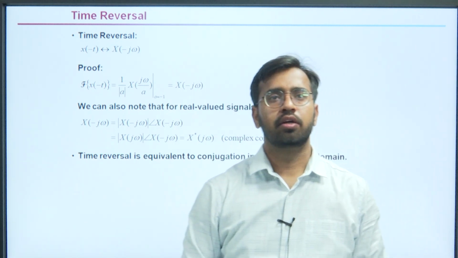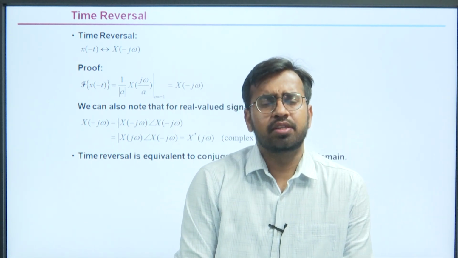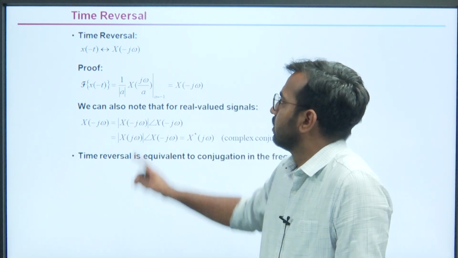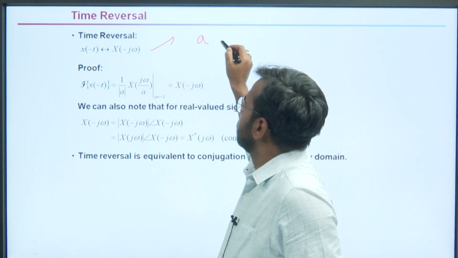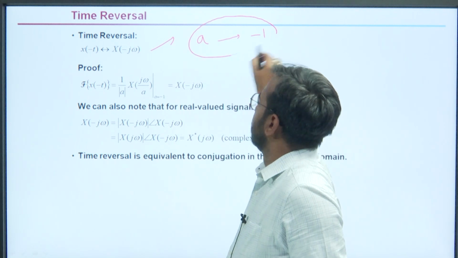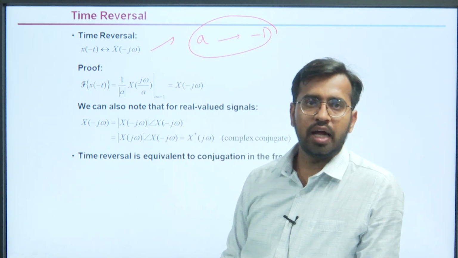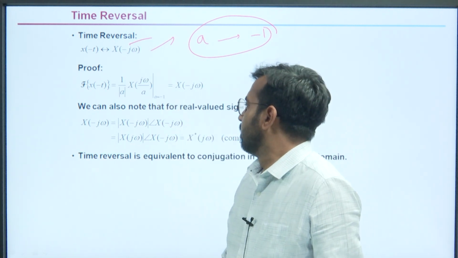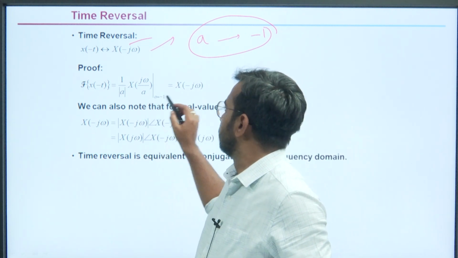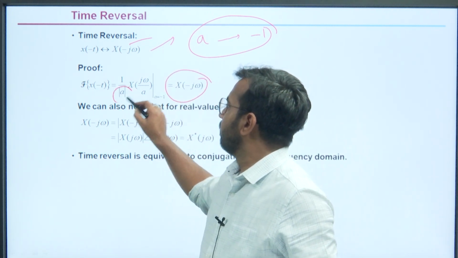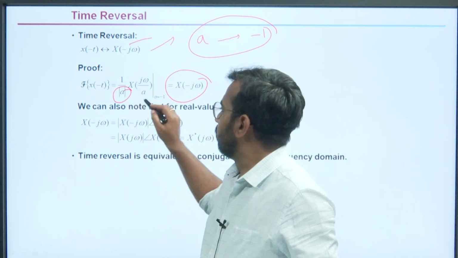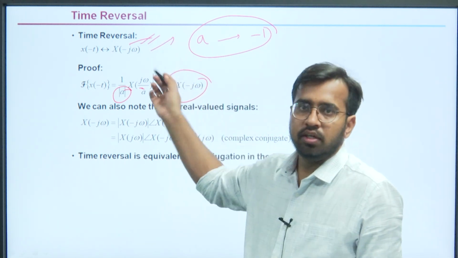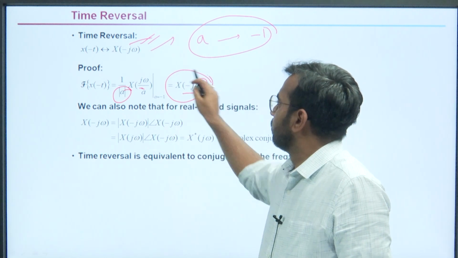Here the third property is time reversal. Time reversal is a different form of time scaling. How is it similar to time scaling? Suppose in place of a in time scaling you write minus 1, then it becomes time reversal. So, what change are we going to get? The same thing, only a will remain as the magnitude under the modulus, and the minus sign will come in the frequency domain. That means time reversal means here frequency is getting multiplied by a minus sign.